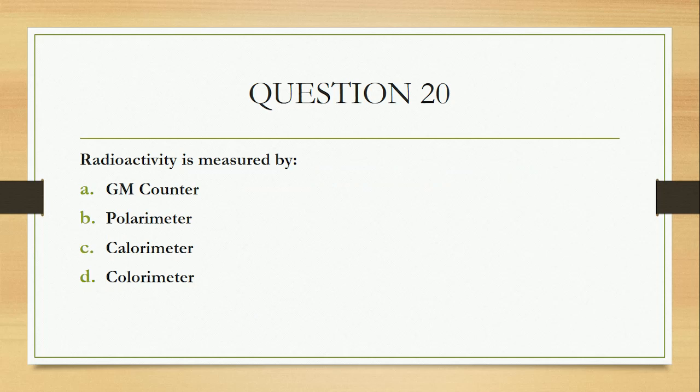Our next question is, radioactivity is measured by option A, GM counter, option B, polarimeter, option C, calorimeter, or option D, calorimeter. And the correct option is option A, GM counter.